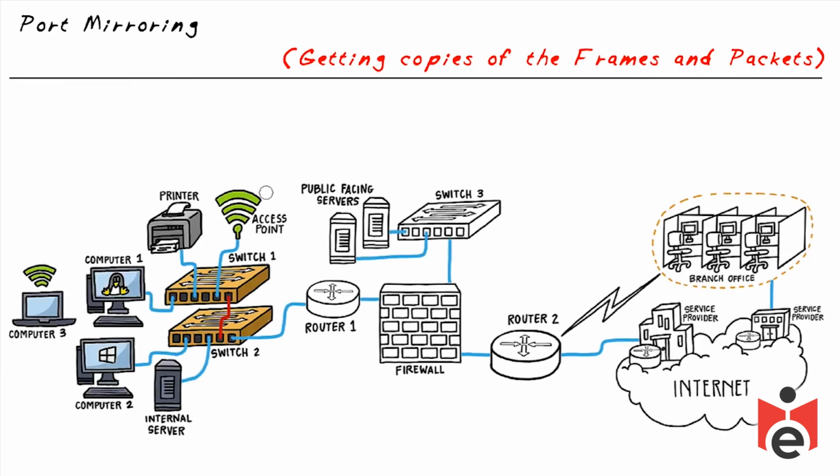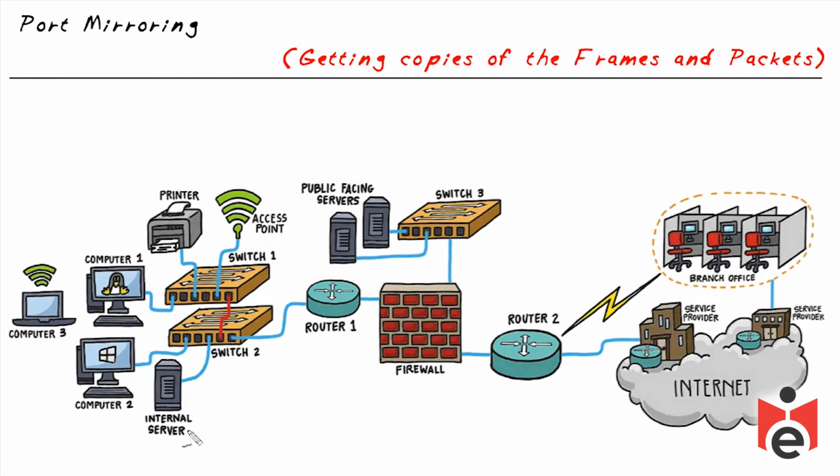So here's our topology. And let's say the scenario is that this server right here, which is connected to gig 0/4 on switch 2, is having some problems with network connectivity, or it's not operating correctly. And so we want to take a look at all the packets on that port so we can take a closer look. Well, how do we go about doing that?